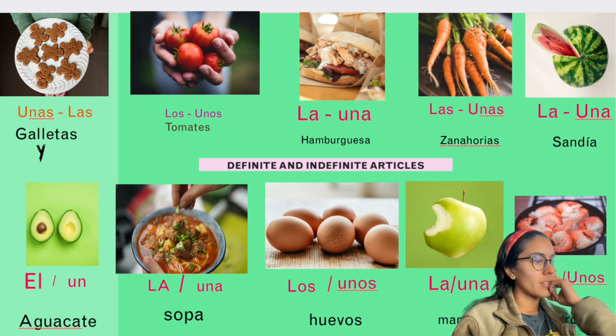Unas galletas. Las galletas. Los tomates. Unos tomates. La hamburguesa. Una hamburguesa. Las zanahorias. Unas zanahorias. La sandia. Una sandia. Very good. Next one.